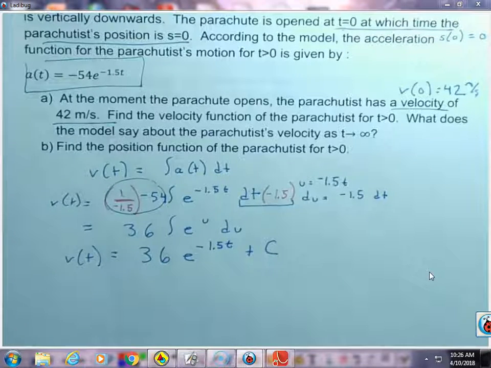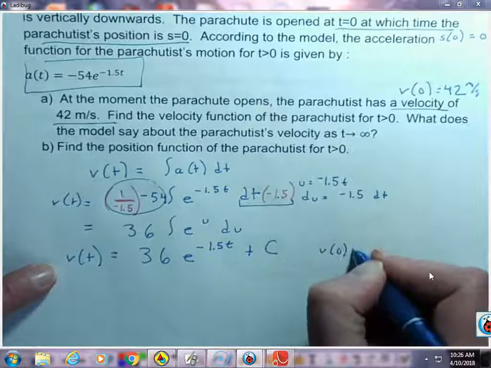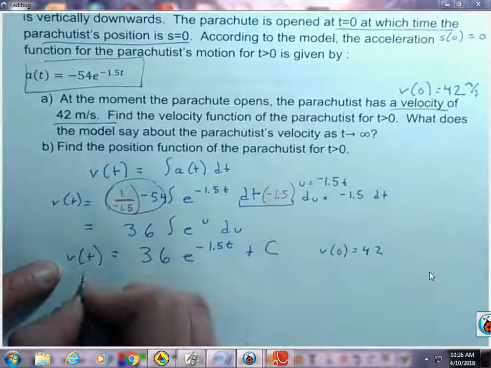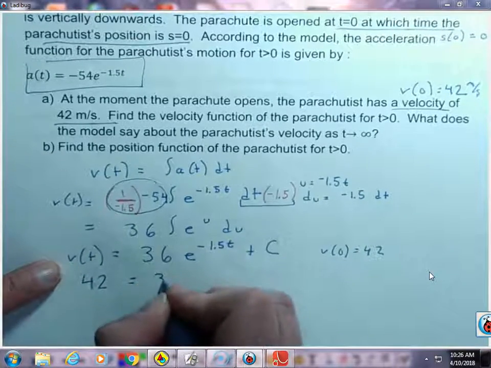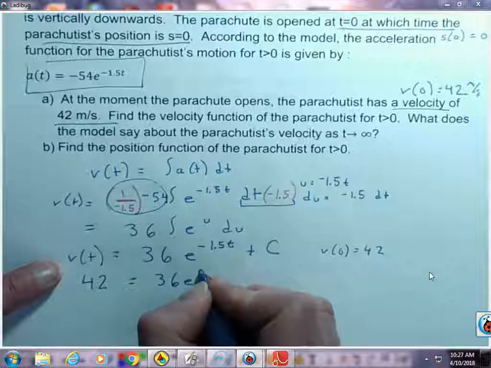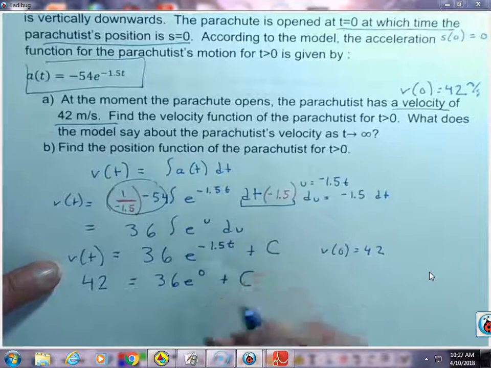So I have a velocity equation. It is not very satisfying because of the plus c. Lucky for me, they gave me a point. Which point will help me figure this out? The 42. Since v of 0 is 42, you can put in 42 for velocity and 0 for the time and solve for c.